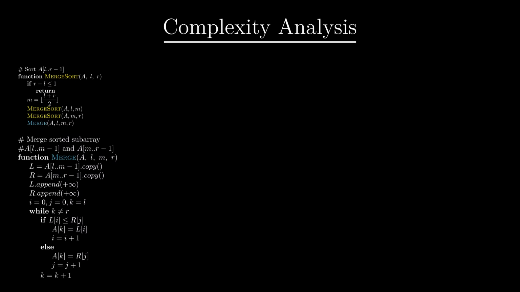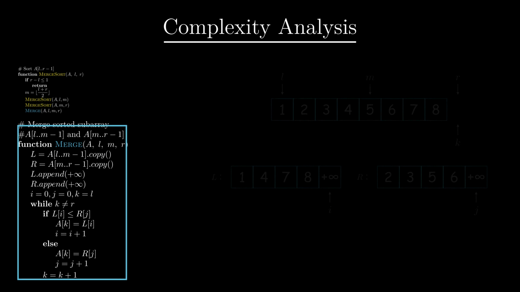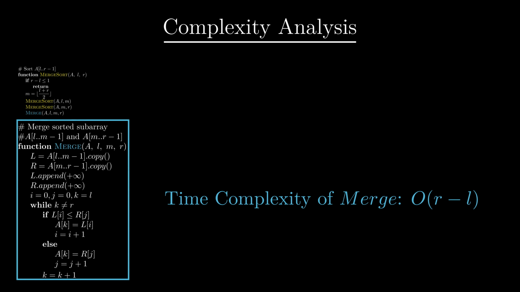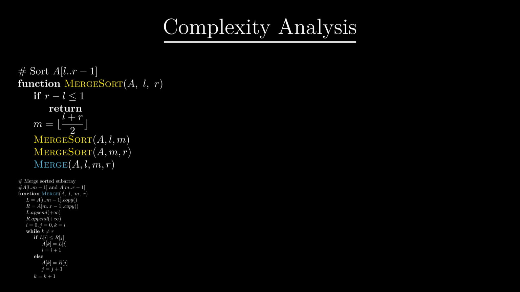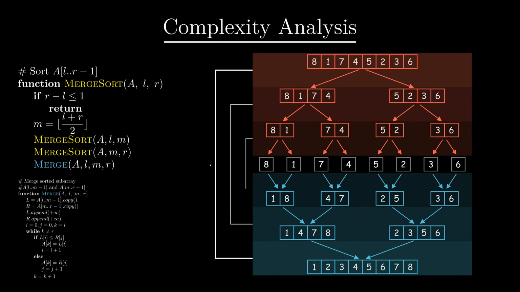First, let's take a look at the time complexity of the merge function. It's easy to see that it is proportional to the number of elements it needs to process. Namely, its time complexity is O(r - l). Let's then take a look at the time complexity of merge sort. For easier analysis, let's revisit the recursion tree and pay attention to each layer.